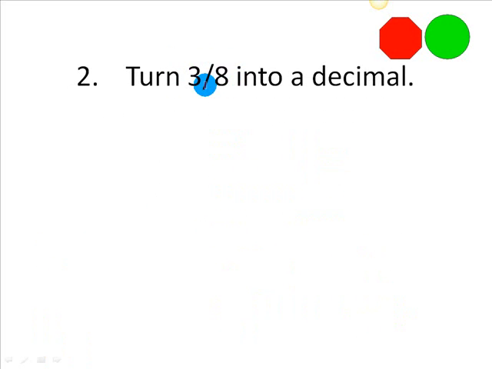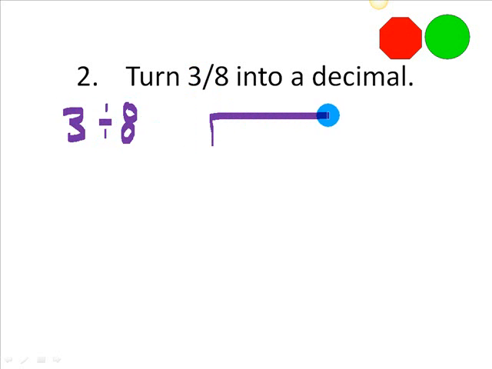All right, number 2. Try to turn 3/8 into a decimal. Click on the stop sign, and then see how you did. All right, let's see how you did. This is nothing more than a long division problem, because 3/8 is really the same thing as 3 divided by 8. And the way you do a long division problem like that, we like to say top in, bottom out. So we create our way of doing long division.